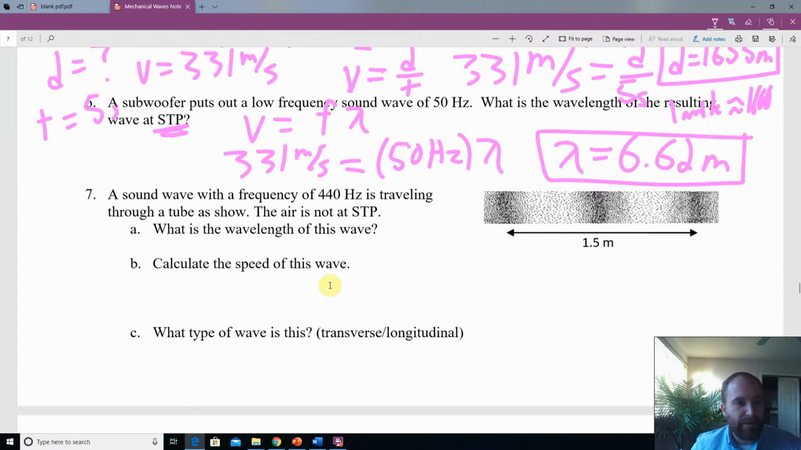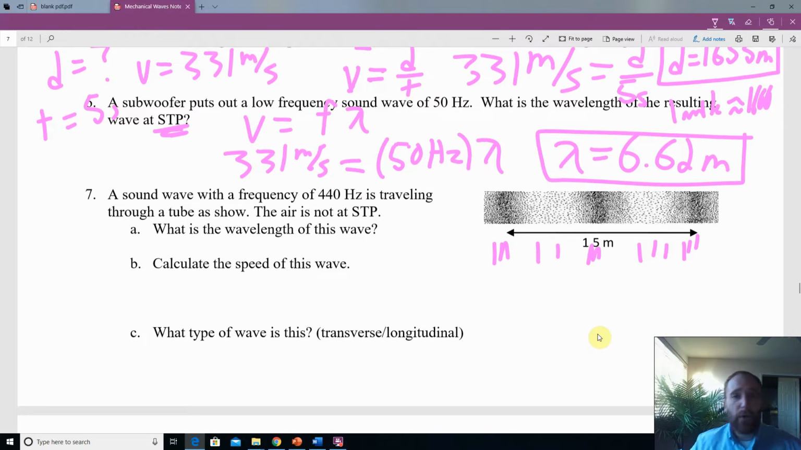Last up, number 7. A sound wave with a frequency of 440 hertz is traveling through a tube as shown. Remember, we've got these compressions, expansions, compressions, expansions, compressions. So I'm not going to give you the transverse wave squiggle. I'm going to give you this longitudinal wave looking thing. What is the wavelength of this wave?